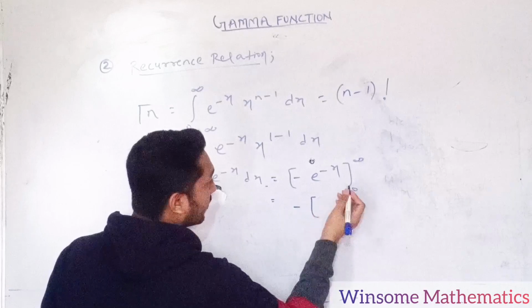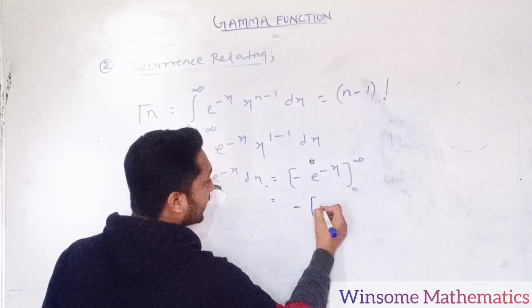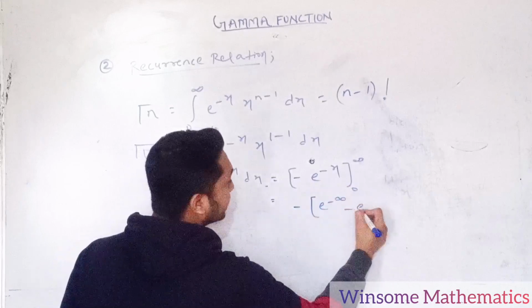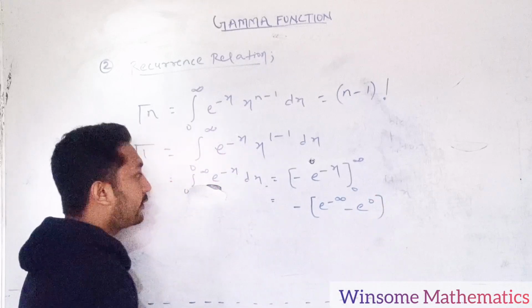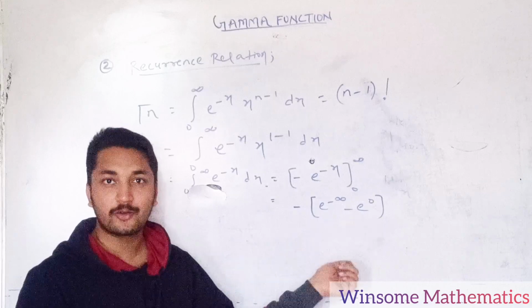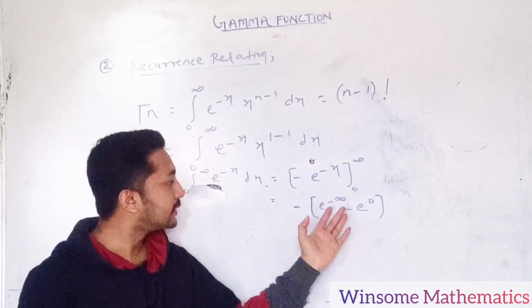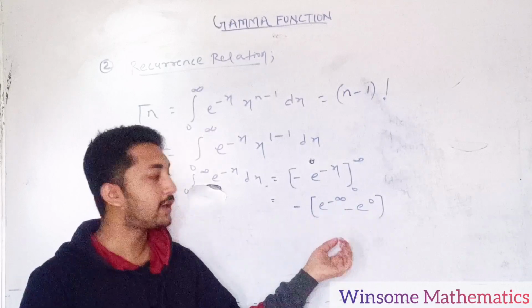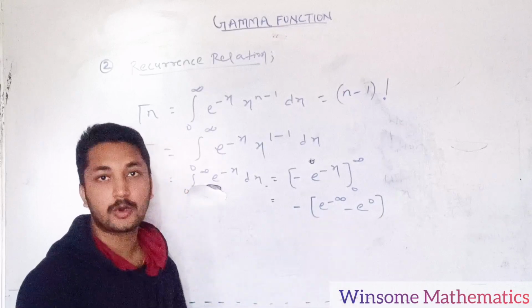Minus will come outside the bracket: e to the power minus x, that is e to the power minus infinity minus e to the power 0. And e to the power minus infinity is what? 1 upon e to the power infinity, and 1 upon infinity is 0. 0 minus 1, that is minus 1, and minus minus 1, that is plus 1.